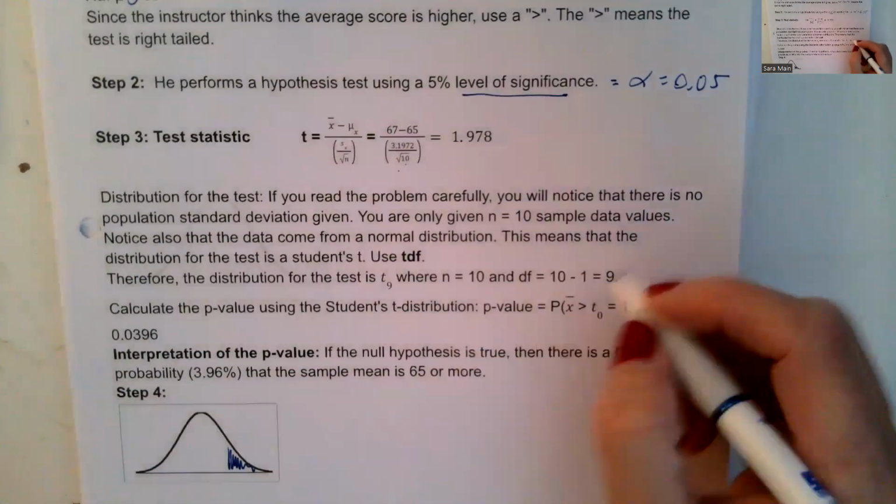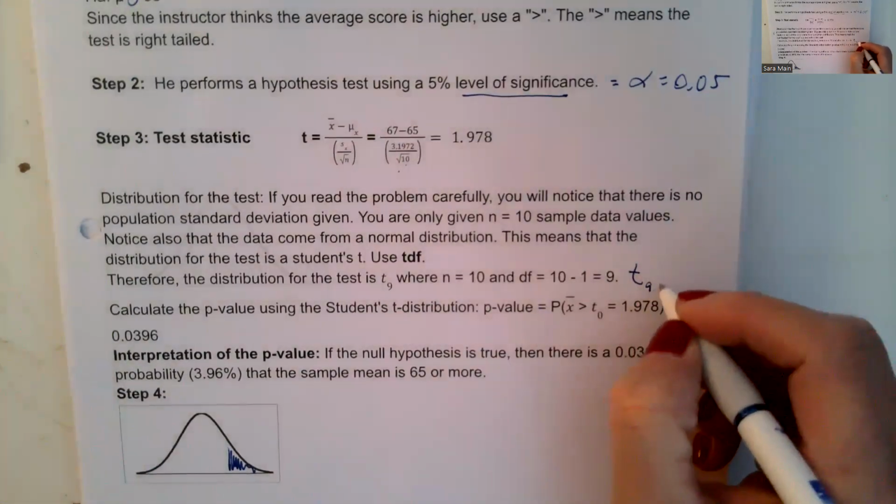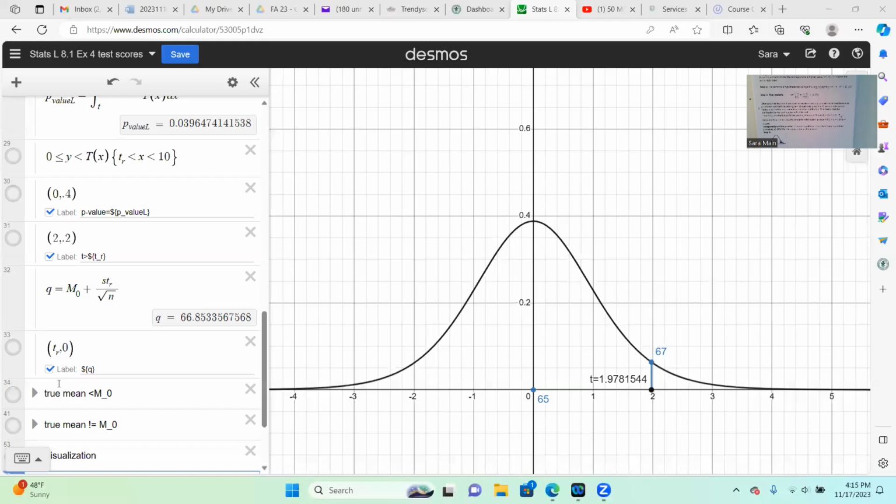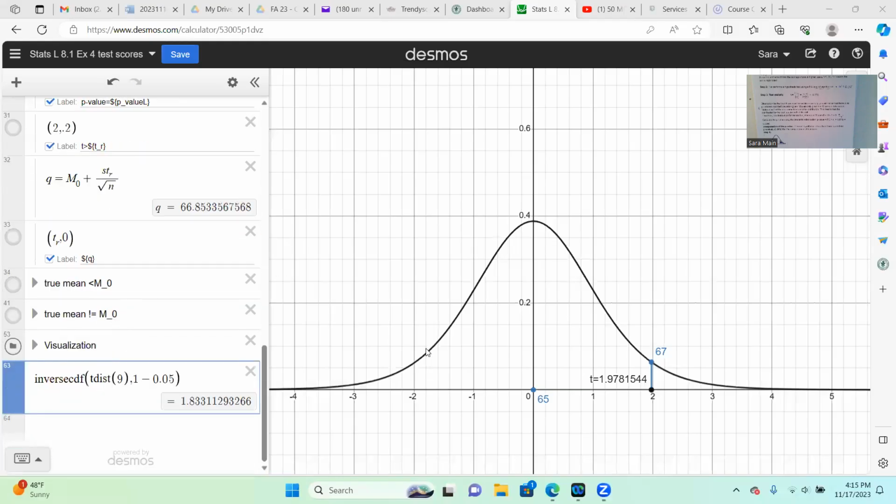So I'm going to show you what the critical t value is. I found that in Desmos here. It's saved at the end of the program, at the bottom, and it's saved in Canvas. Inverse CDF of the t distribution, 9 degrees of freedom, 1 minus 0.05, because 0.05 is our alpha, and so our critical t is 1.833.